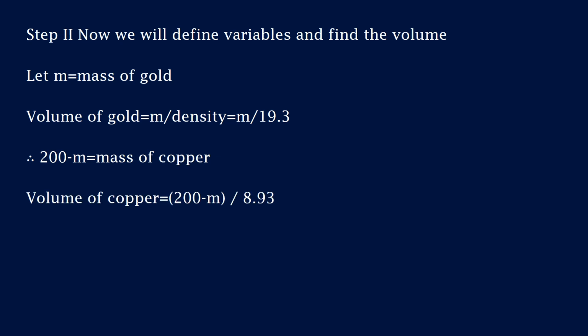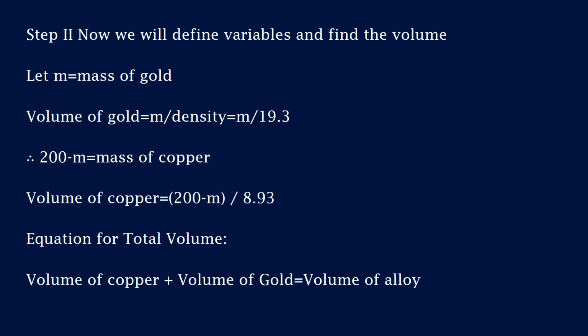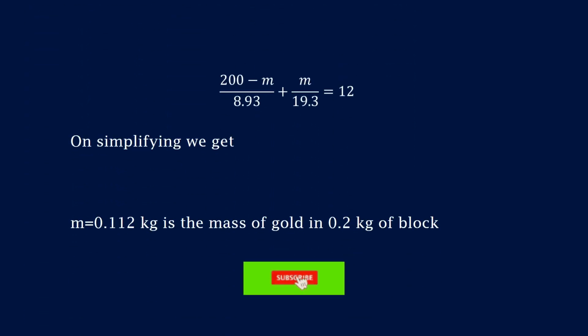Now we'll go for the final step. Equation for the total volume. The volume of copper plus volume of gold is equal to volume of alloy. Therefore, (200 minus M) divided by 8.93 plus M upon 19.3 is equal to 12. On simplifying, we get M is equal to 0.112 kg, which is the mass of the gold in the 0.2 kg block.